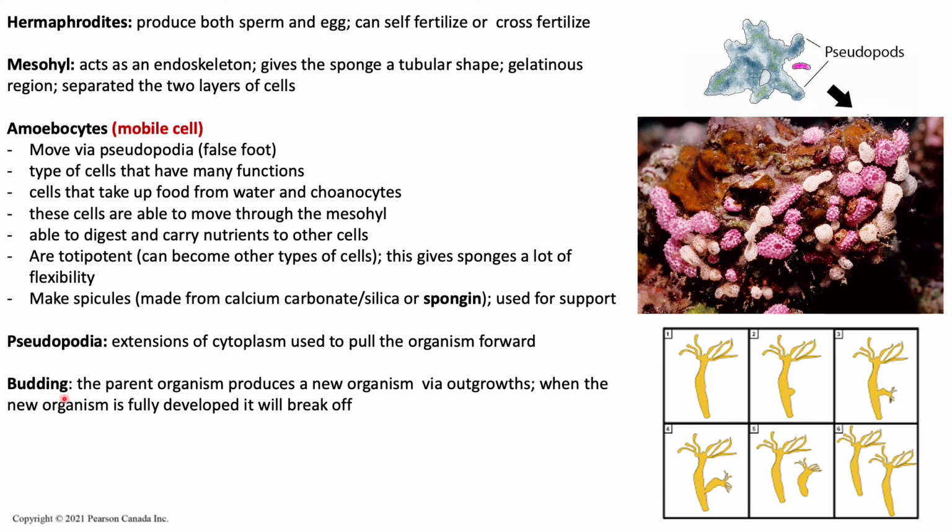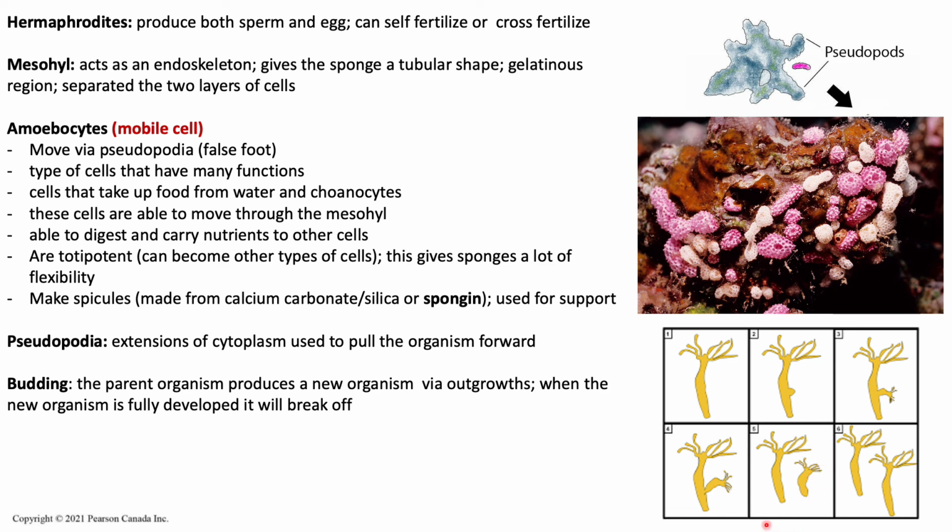Budding we also spoke about, and we should understand what it means. It's when the parent organism produces a new organism via outgrowths. When the new organism is fully developed, it will break off. So here we have our hydra, and we can see this outgrowth occurring, and it's continuing to grow, and then finally, when it's grown enough, it will split off from the parent organism, and now we have two hydras, and this hydra will continue to grow.